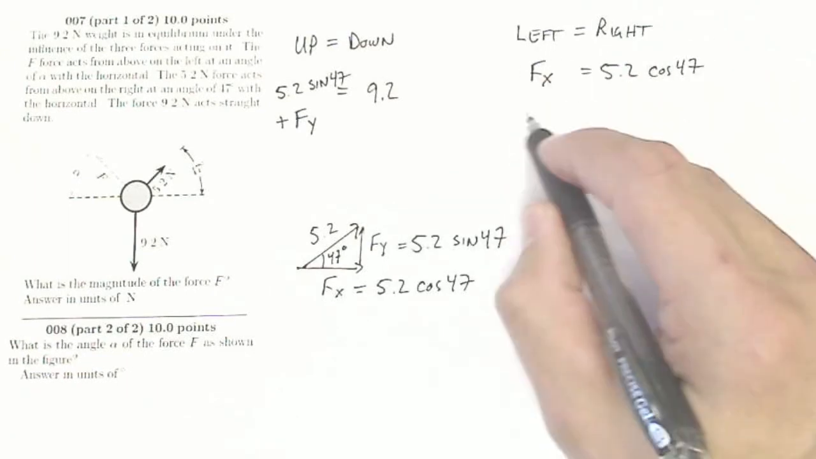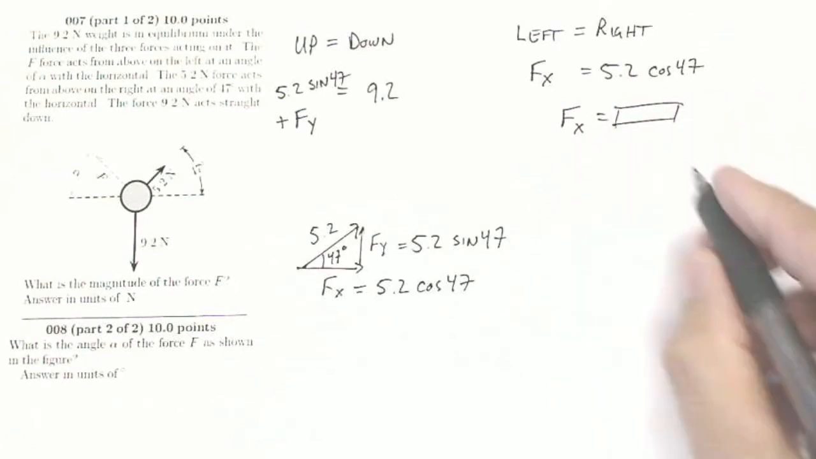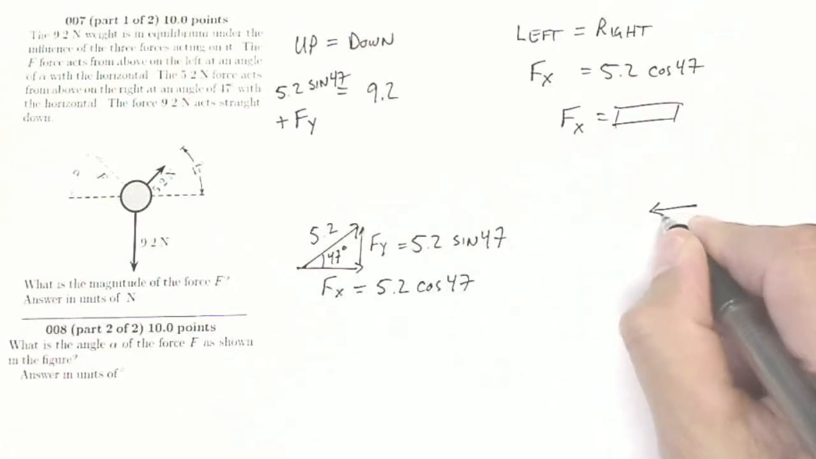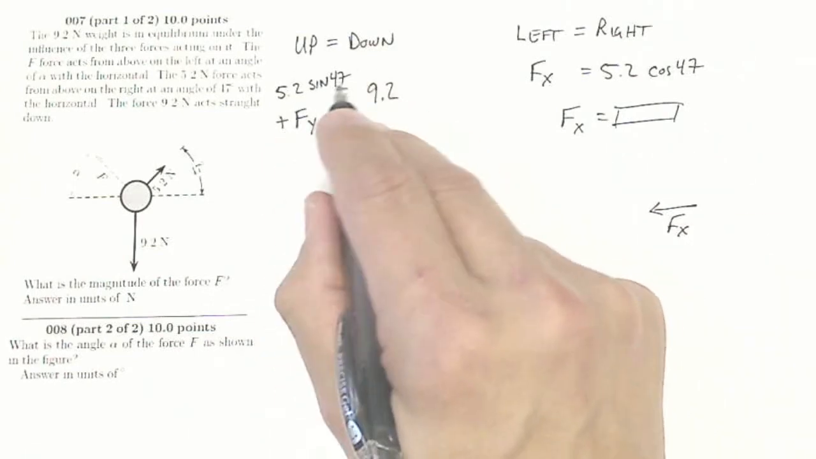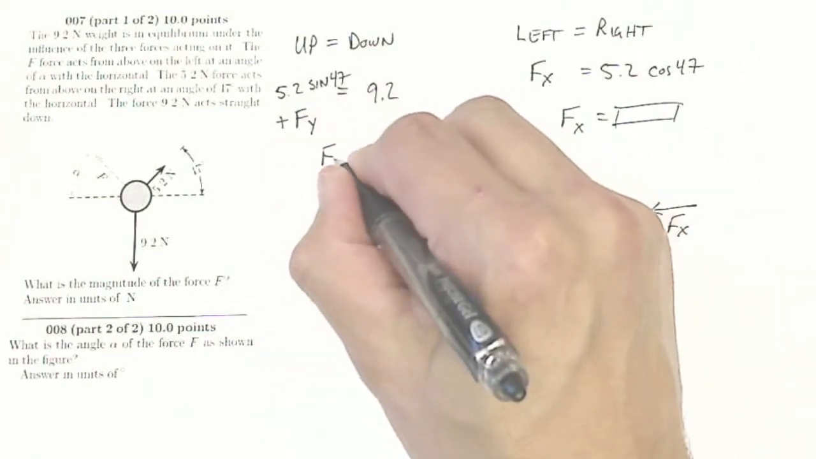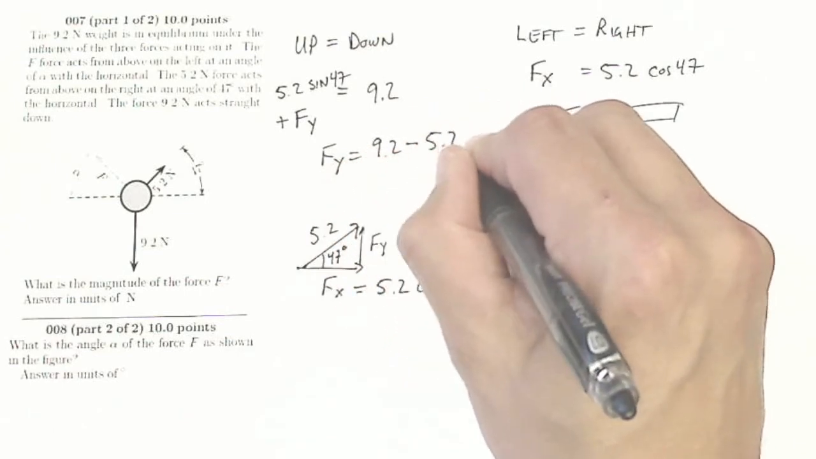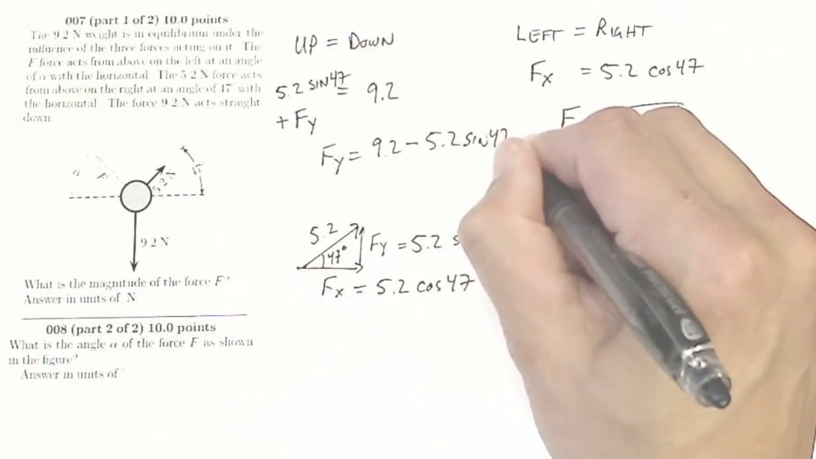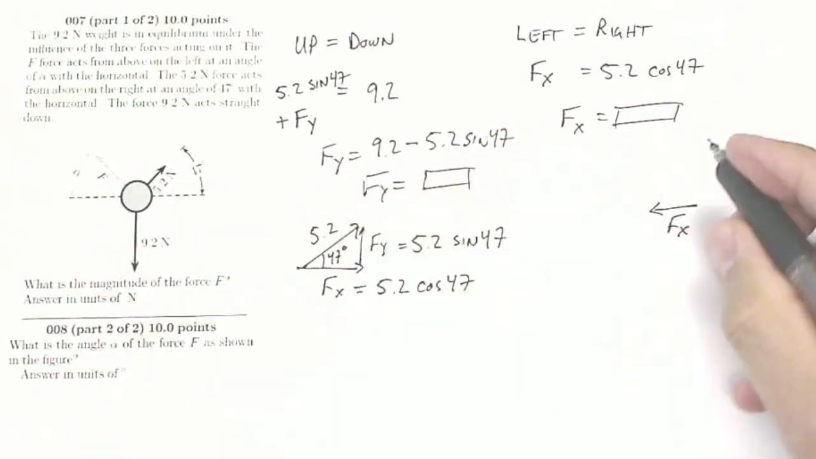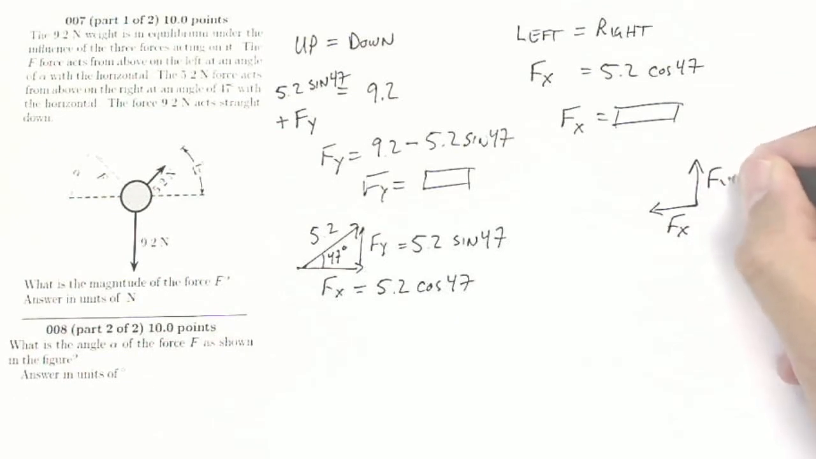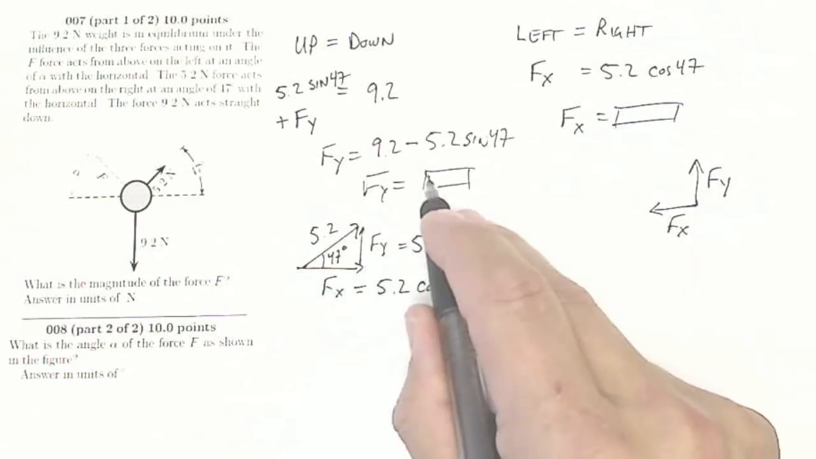So this is neat because I will wind up with an answer for Fx. And that one is pointed in this direction, right? If I take 9.2 minus 5.2 sine 47, I know that my Fy is going to be that answer, 9.2 minus 5.2 sine of 47. That will give me an Fy equals something or other, and I can see this is pulling up. So now I know my Fx is a number right there. I know my Fy is a number there.